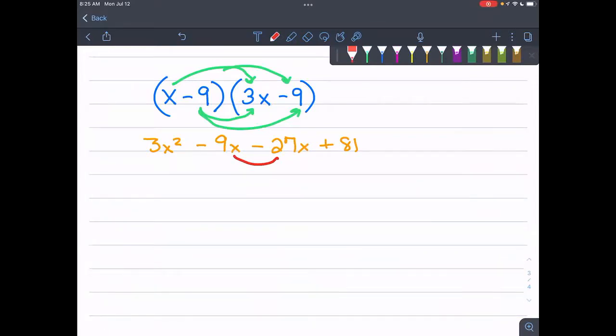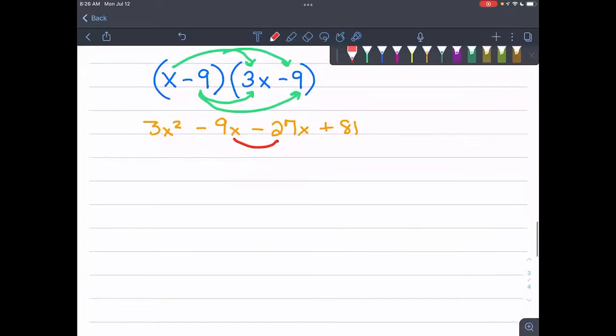No, there shouldn't be any negative 3's in there. Is that what I said? Yeah. Those numbers look right. 3x times x, 3x squared minus 9x minus 27x plus 81. Numbers look right. I might have said the wrong thing.